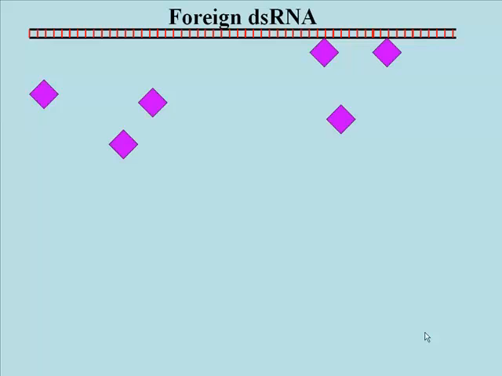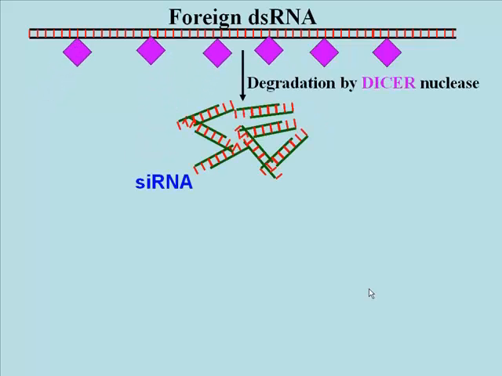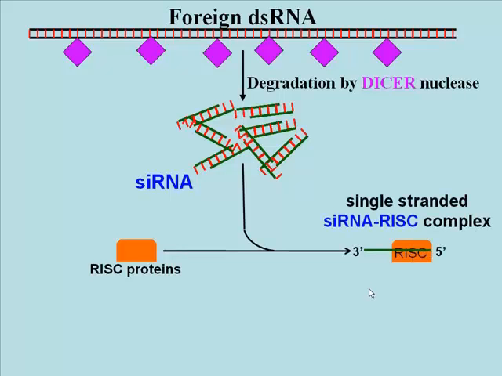Once made in the cell, the double-stranded RNA is recognized as foreign by a nuclease called dicer, the lavender-colored objects here. The resulting fragments, somewhere between 20 and 25 nucleotide pairs long, are the siRNAs. The siRNAs become single-stranded as they combine with RISC proteins that are normally made by the cell. This forms a RISC or RNA-induced silencing complex. So RISC is a ribonucleoprotein complex, isn't it?